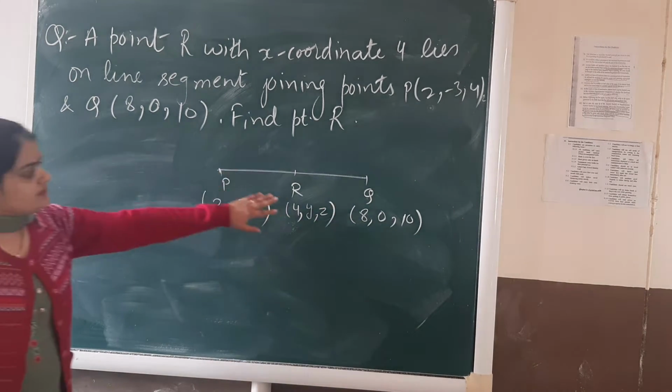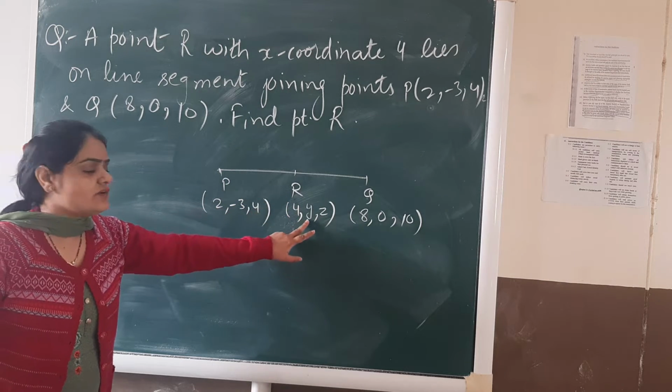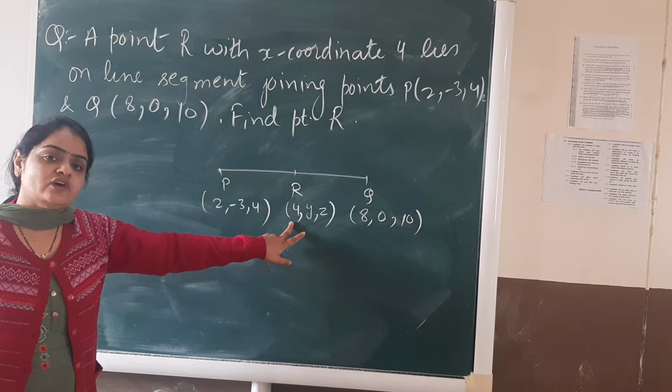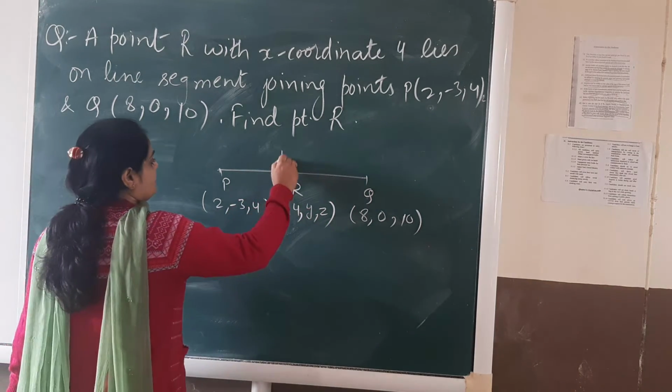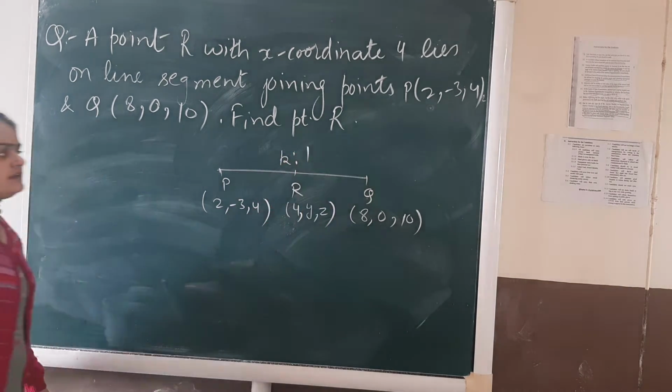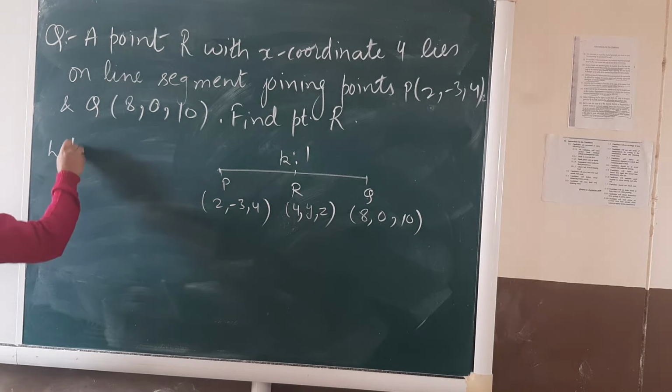We need to find this point R. Of course, we need to find this y and z. Here the x coordinate is already given. We need to find y and z as well. So here the ratio is not given to us. Let's take the ratio k ratio 1.